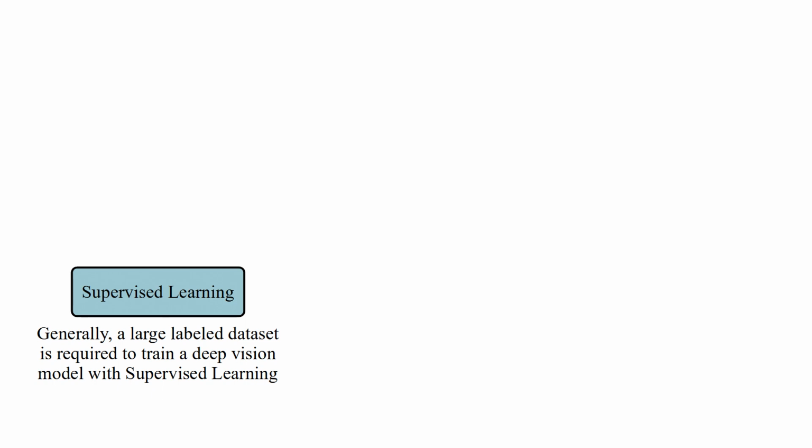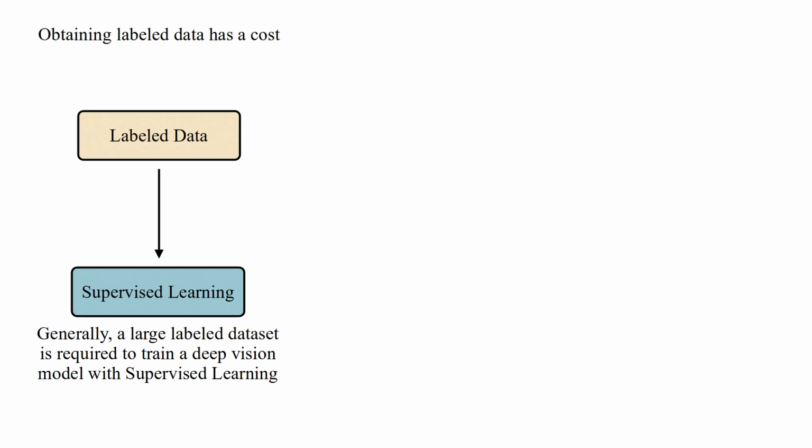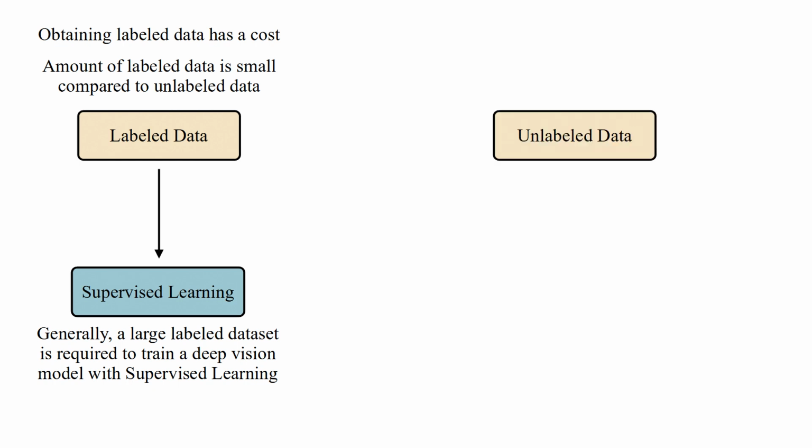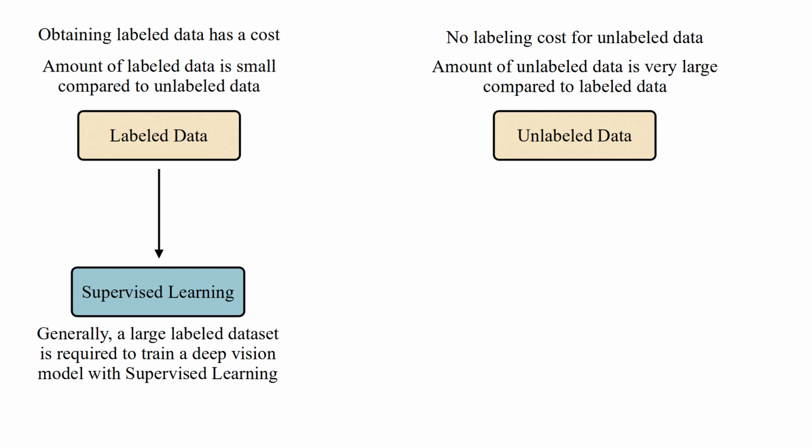Generally, a large labeled dataset is required to train a deep vision model with supervised learning. Obtaining labeled data has a cost. Amount of labeled data is small compared to unlabeled data. There is no labeling cost for unlabeled data. Amount of unlabeled data is very large compared to labeled data.